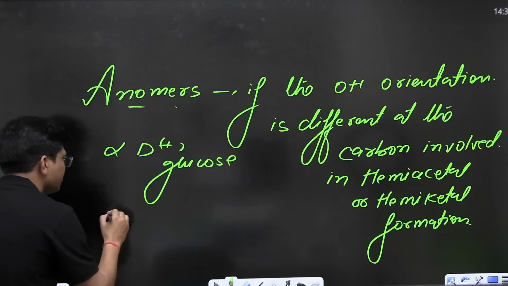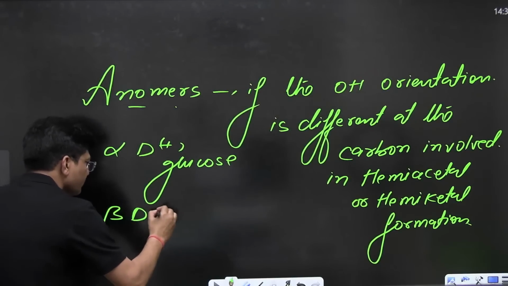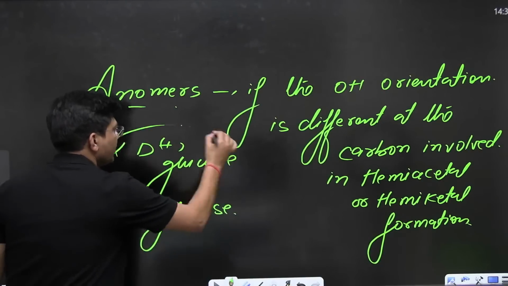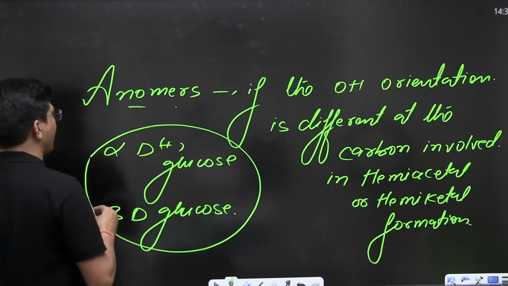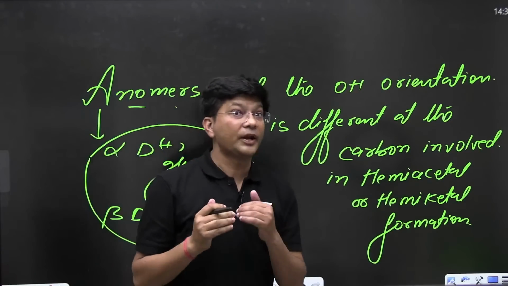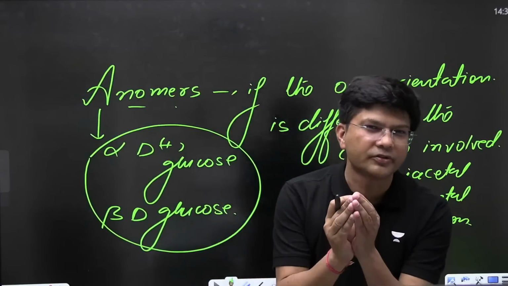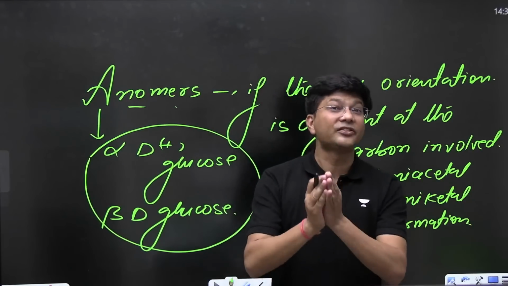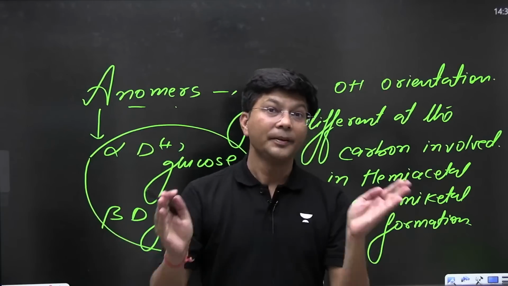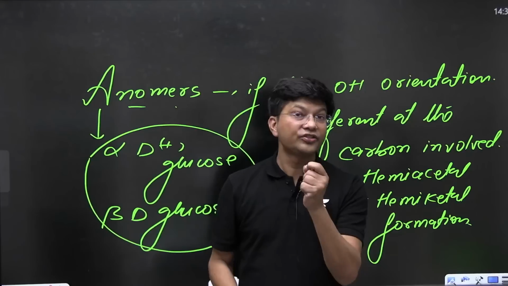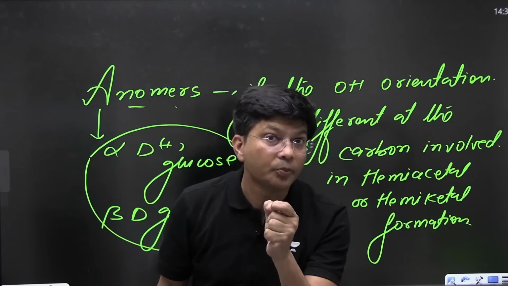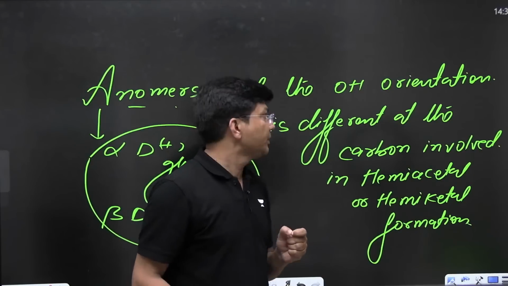and beta D glucose, they were just anomers. So an example of anomers is alpha D glucose and beta D glucose. Why are they anomers? They are anomers as well as epimers and diastereomers. They are all three because they have just a difference in OH on the first carbon. That first carbon was involved in ring formation. Are you getting my point?